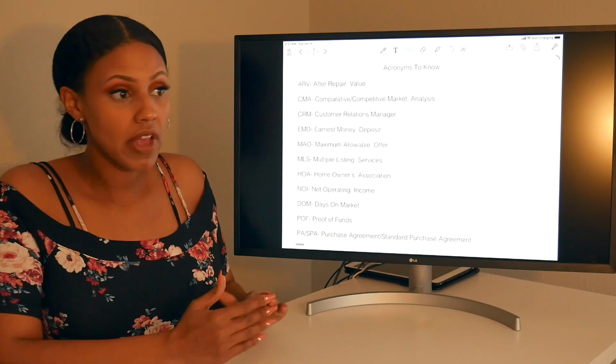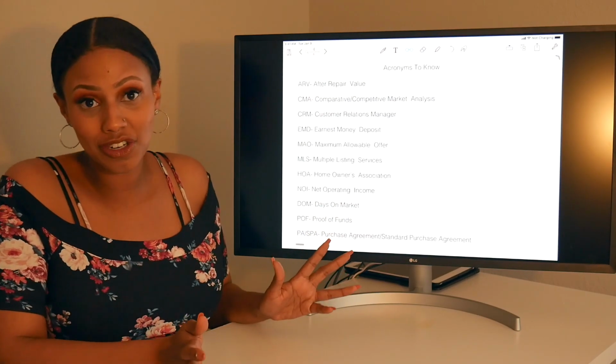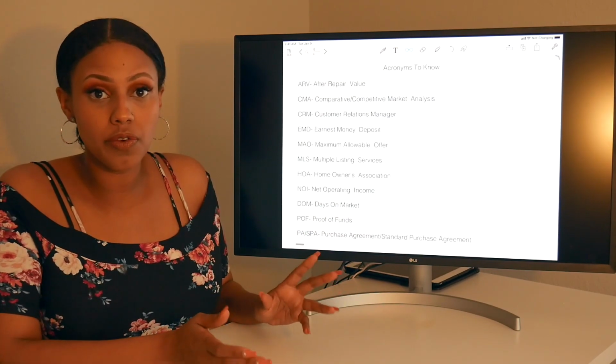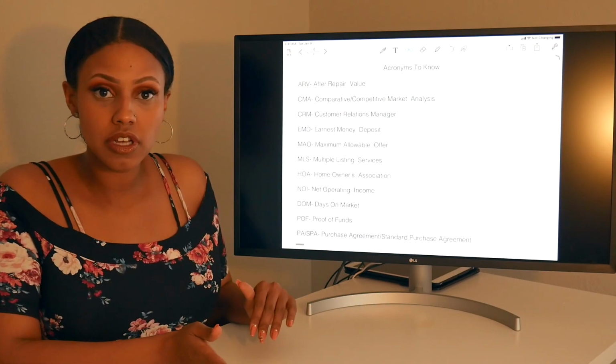So that's a CRM I use, but definitely, it's a little expensive, so definitely start with a free one or just use Google Sheets at first.